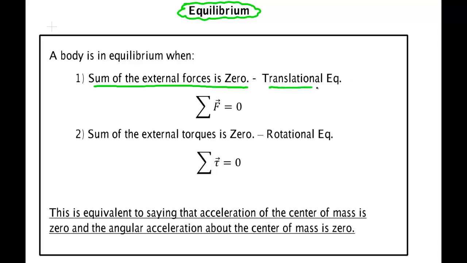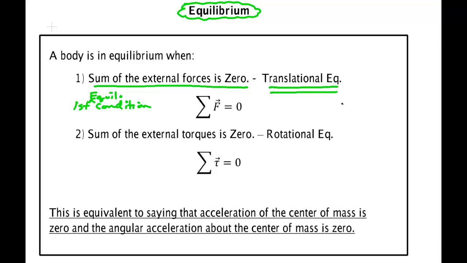It is called the translational equilibrium, although in the book by Giancoli, Physics 6th edition, he calls it the first condition of equilibrium, or the first equilibrium condition. That is very unique to that book. I've never seen that said in any other book.